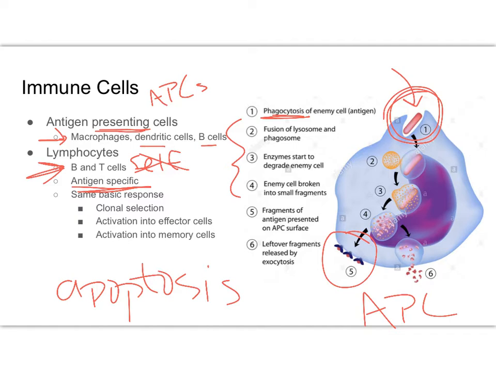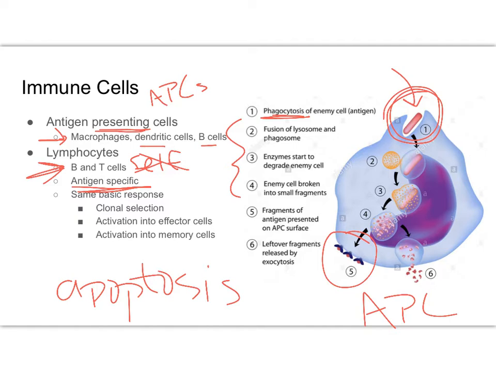So if I have a B cell, it can only fight or make antibodies for one particular antigen. I need a whole different B cell if I've got another antigen that comes along. So you've got lots and lots and lots of different kinds of lymphocytes so that they can recognize lots and lots of different kinds of antigens.